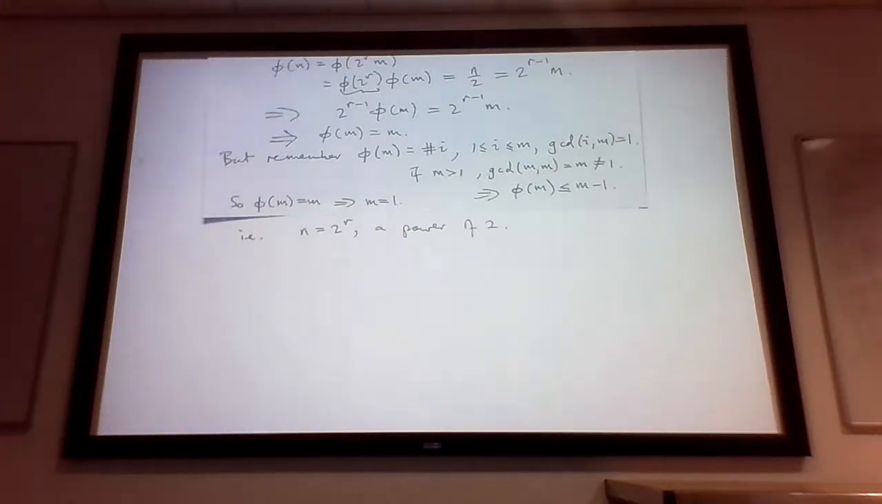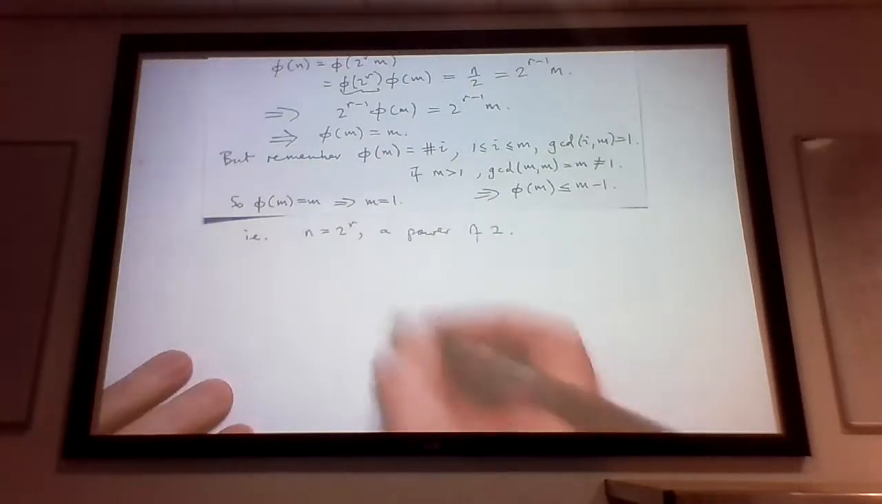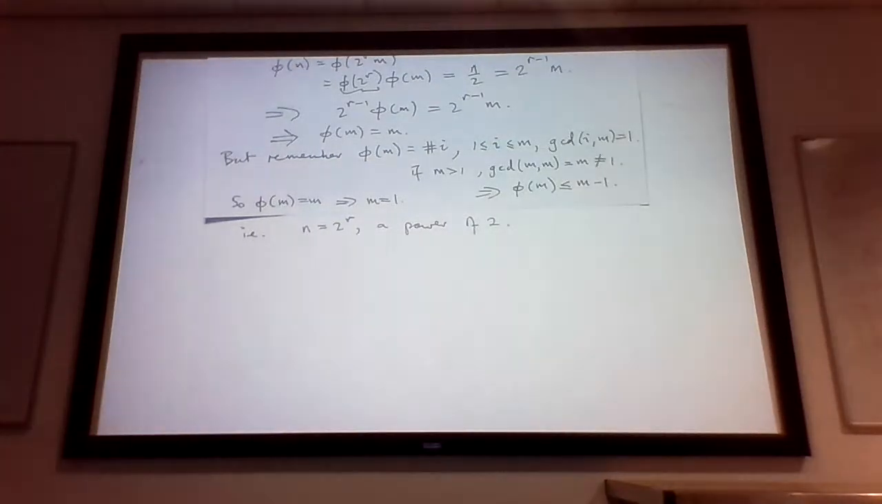So we know n is 2 to the r. Again, we're just building up different knowledge about the Euler quotient function. Any questions?